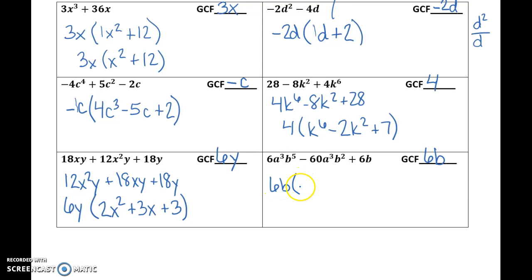6 divided by 6 is 1, put it or don't. A to the 3rd isn't divided by anything, so just write it down. B to the 5th divided by B is B to the 4th. Negative 60 divided by 6 is negative 10. A to the third doesn't have any A's to divide by, so it just stays. B squared divided by B is B. And then positive 6 divided by positive 6 is positive 1. Put a 1 if you want, or just hang and see if we need it. B divided by B is also 1.